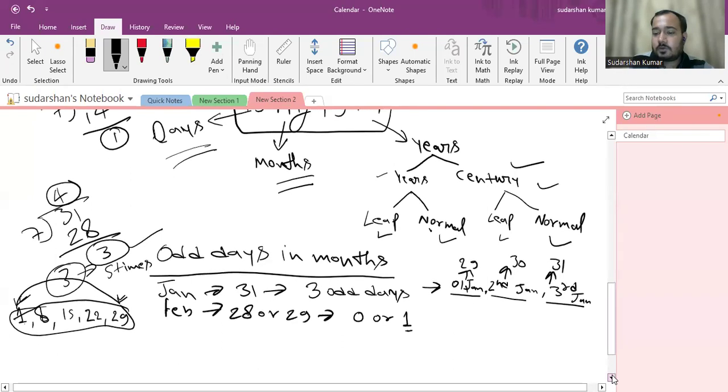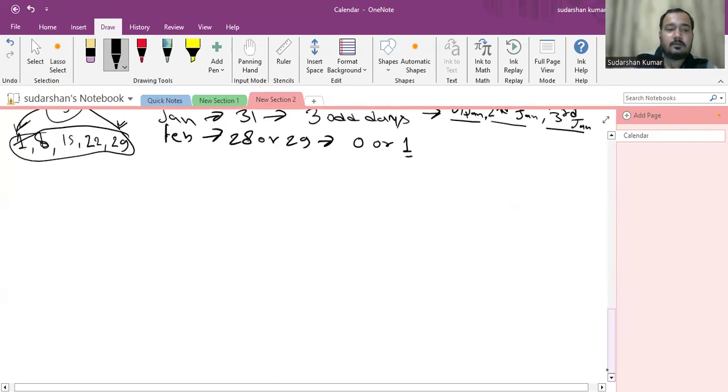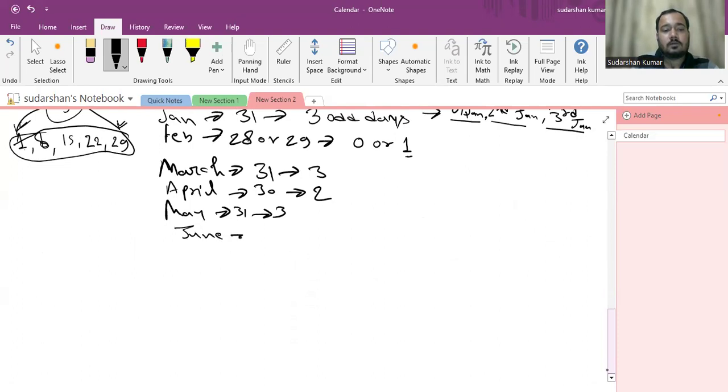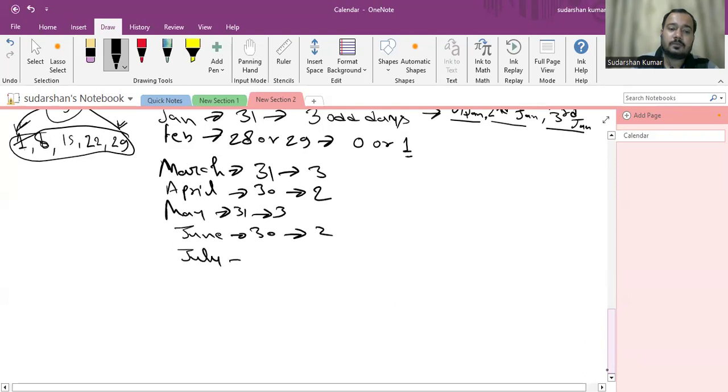If we continue in this process, we find that in the next month, March, there are 31 days. In 31 days, there are 3 odd days. Next month is April. In April, there are 30 days. In 30 days, there are 2 odd days. In May, 31 days, 3 odd days. In June, 30 days, 2 odd days. July, 31 days and 3 odd days.